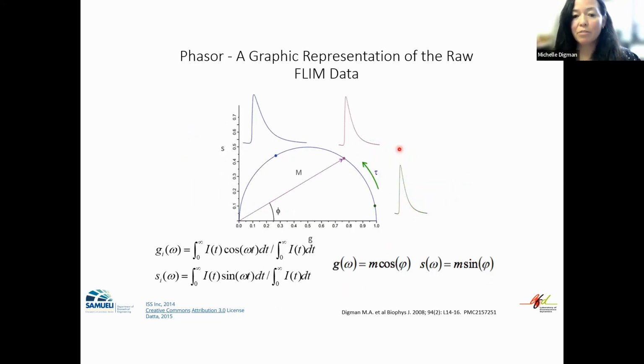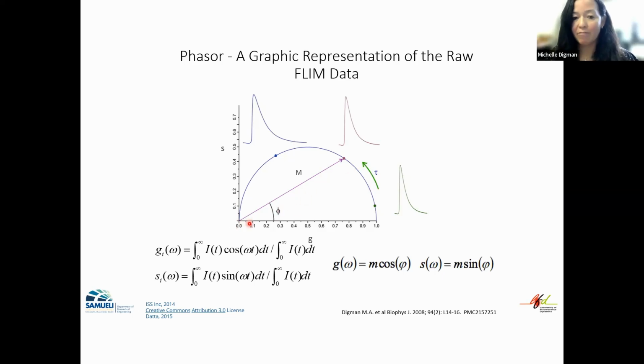And the phasors is a really nice way to graphically represent the fluorescence lifetime. It's a fit-free way to do it, so you don't have to worry about single exponentials or multi-exponentials. Basically, every single pixel in your image gets graphed onto this polar coordinate system. If you have very short lifetimes, they will be on the right side of the graph, and as they get longer and longer, they go toward the 0, 0 point.